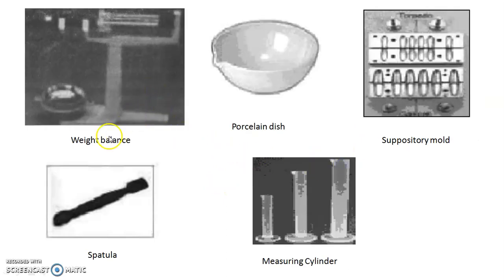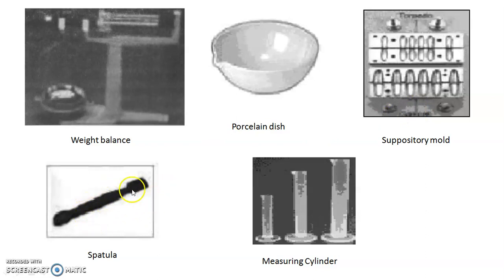The next, weight balance. This is a weighing balance which is used for weighing purposes. Porcelain dish should be used for evaporating the solvent. When we have to extract something, then we can use a porcelain dish for evaporation purposes. This is a suppository mold. With the help of this suppository mold, one can formulate suppositories.